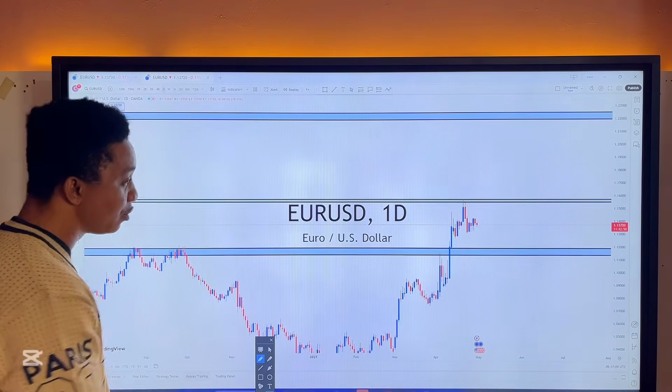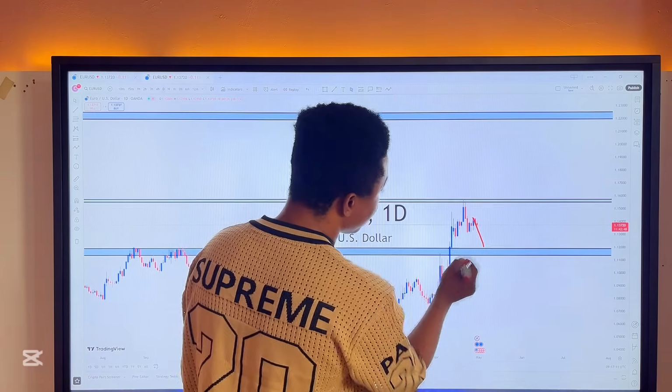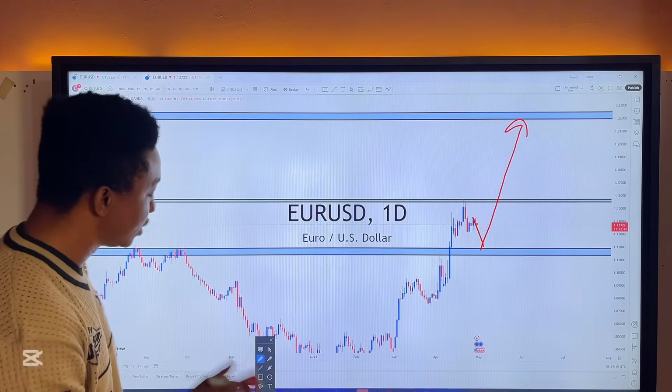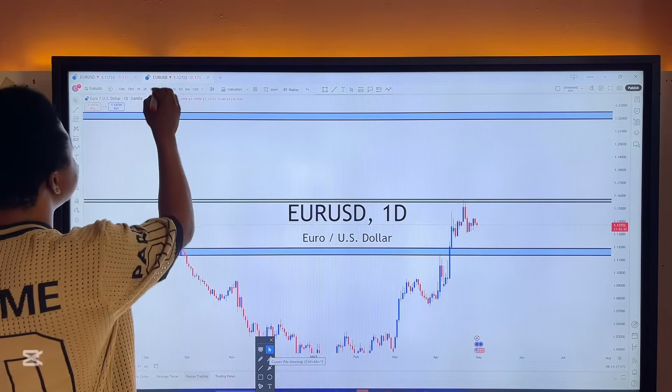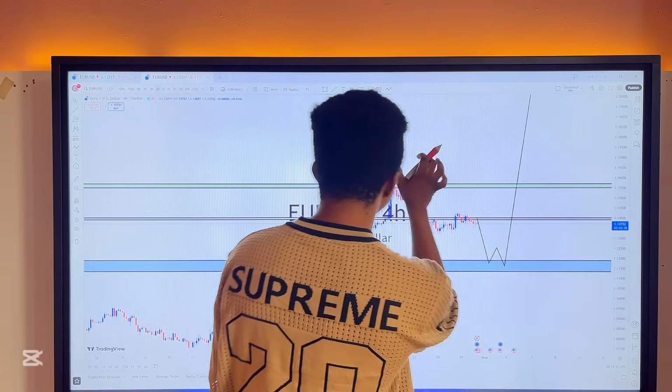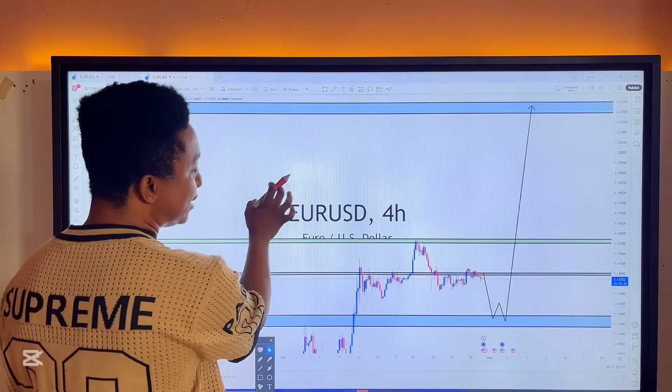But let's take it all the way to the 4-hour time frame and understand how the retest will happen on the 4H before the entry to the upside on EURUSD sets in. Alright, so EURUSD, take it all the way to the 4H time frame. Alright, so this is the 4-hour time frame of EURUSD.